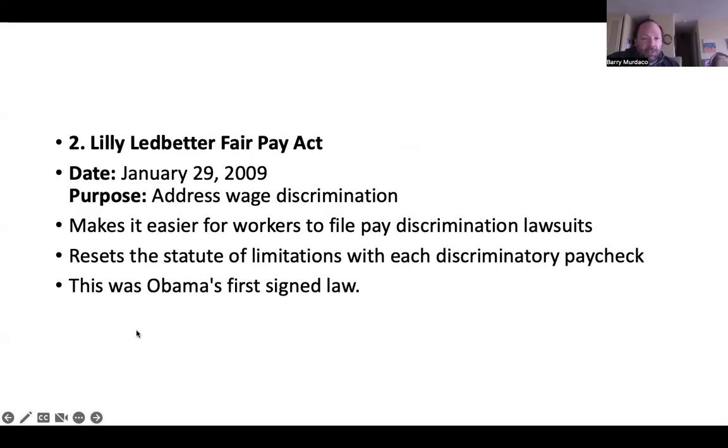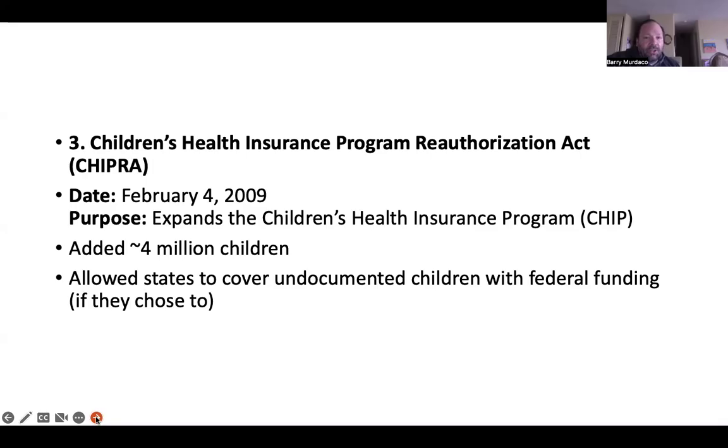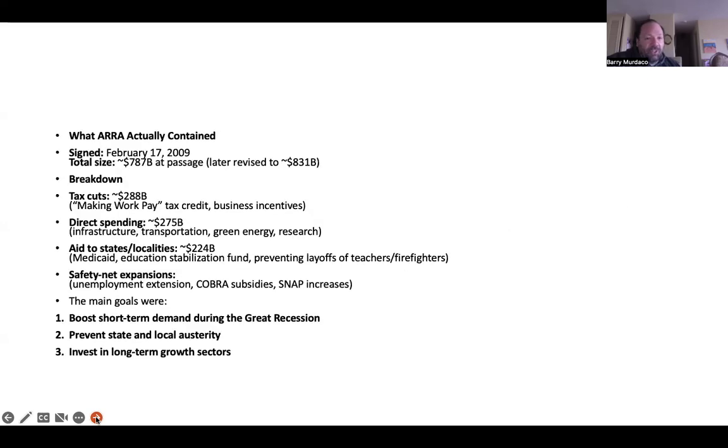There's other things. The Lilly Ledbetter Fair Pay Act makes it easier for workers to file pay discrimination lawsuits. I mean, it doesn't even sound like that big of a thing. Children's health insurance program added 4 million children to health insurance, gave states the option to cover undocumented children. Again, a very small thing compared to dealing with the gaping problem of health insurance in this country. Now the stimulus is, of course, the big one. So let's talk about this.